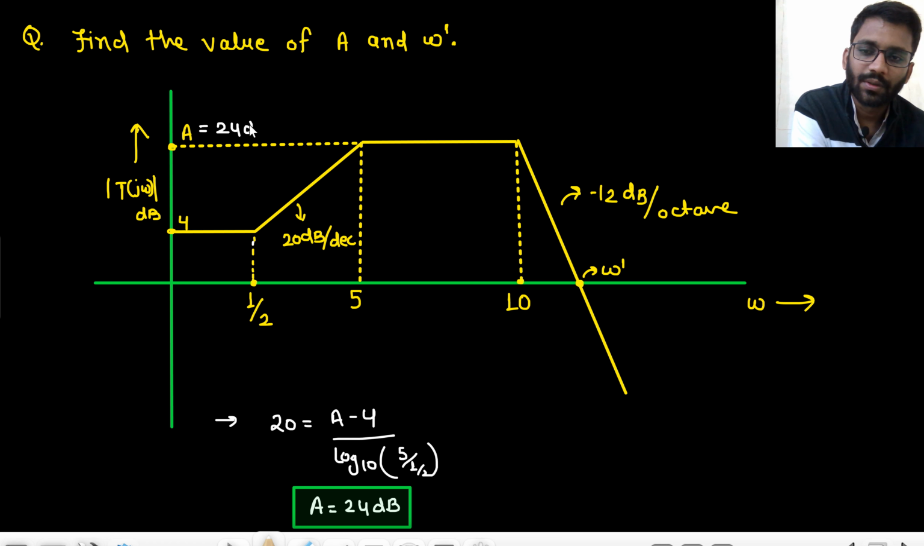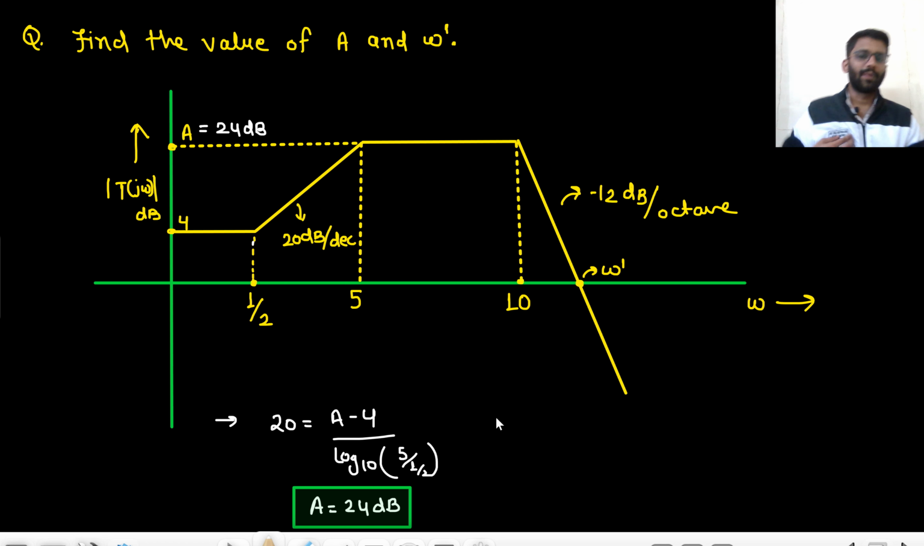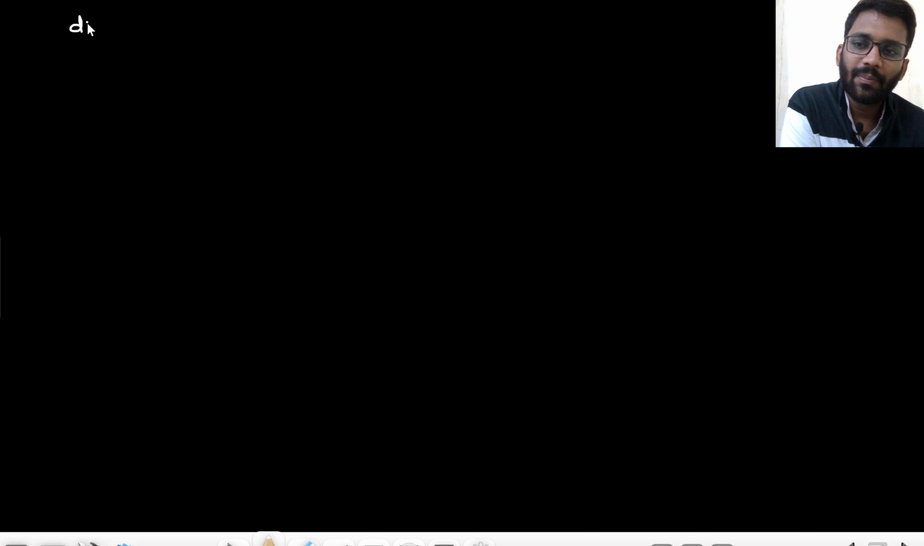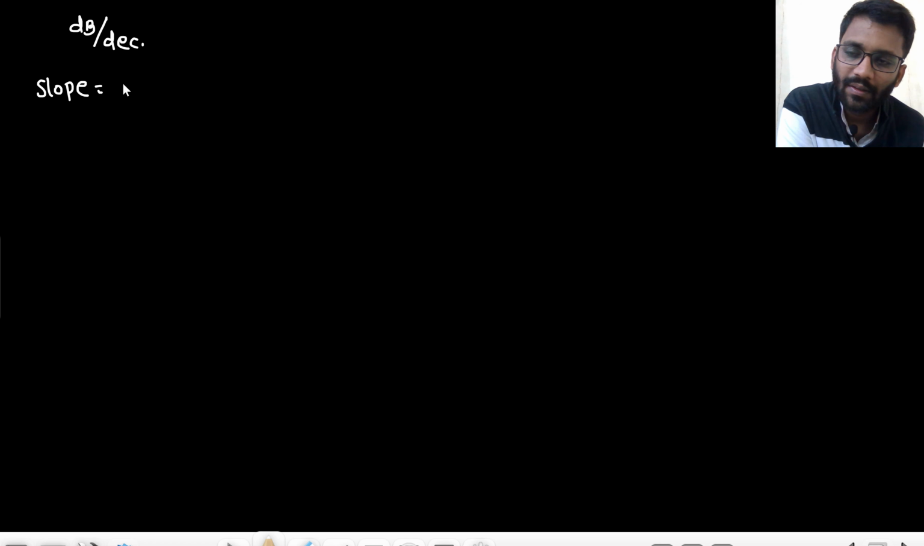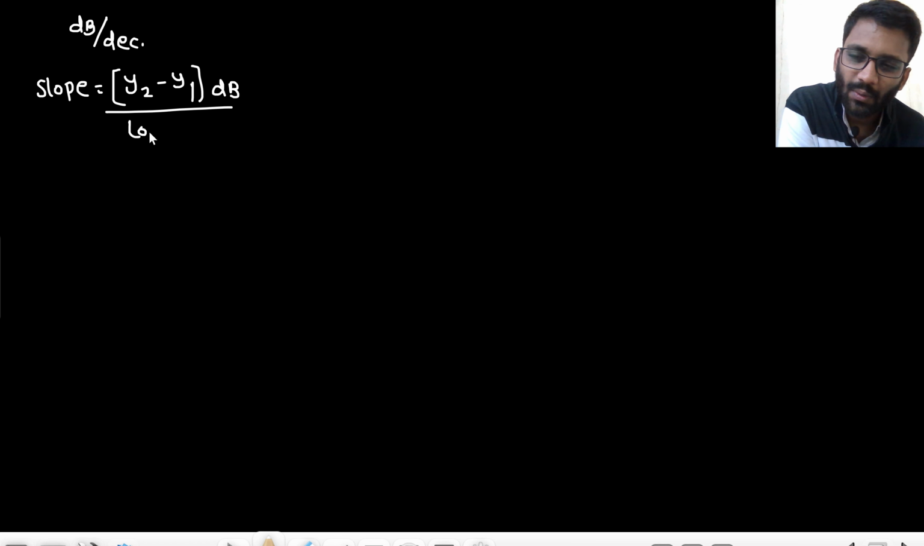Okay, you have understood. Now you have to find the value of omega. The slope is minus 12 dB per octave. Now what is this different thing? What is dB per octave? Let's see this. Look, the slope in dB per decade means the slope is (y2 minus y1), which is in dB, upon log 10 of x2 by x1.